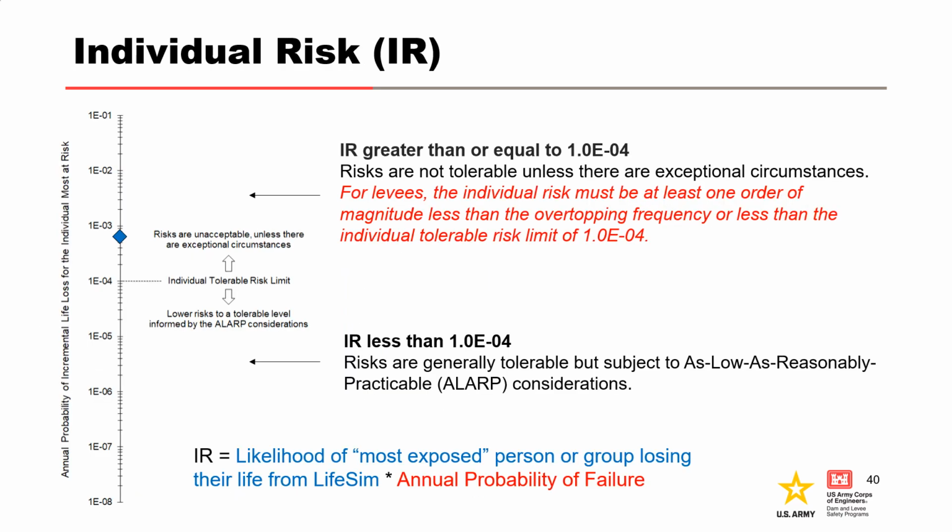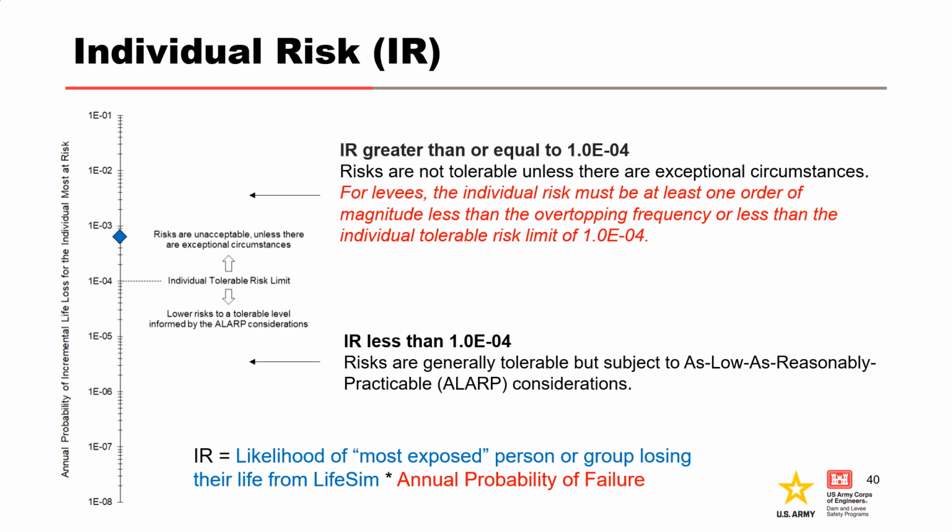We also have a plot for the individual most at risk. The individual life risk is represented by the probability of life loss for the identifiable person or group by location that is most at risk of life loss due to a dam or a levee breach. It is influenced by a person's location, exposure, and vulnerability within a breach inundation area. The individual risk is calculated as the annual probability of failure times the likelihood of the most exposed person or group losing their life.